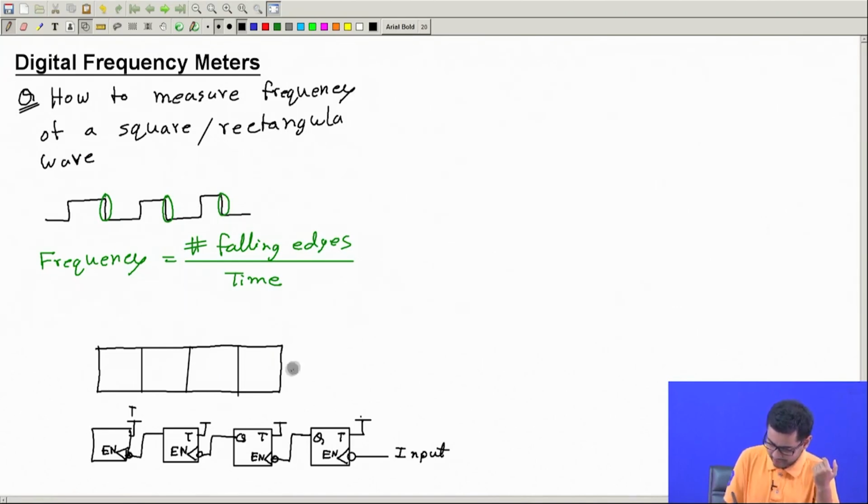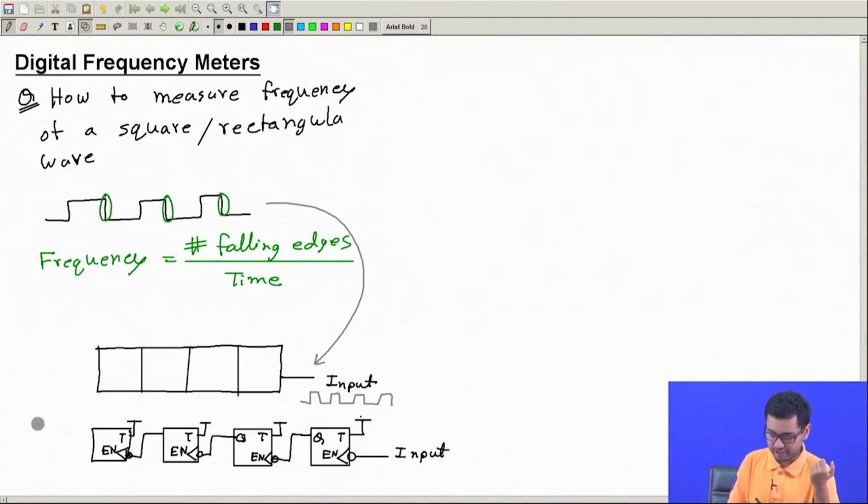Then let me draw the input here. This input is this input. Now how to use this counter to measure this frequency? The answer is simple. Simply apply this input signal here. We have this square or rectangular wave here, and that means these negative edges are coming at the input, and let me take this as a negative edge triggered counter.